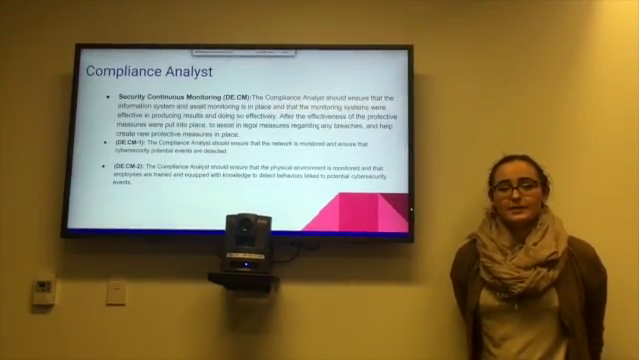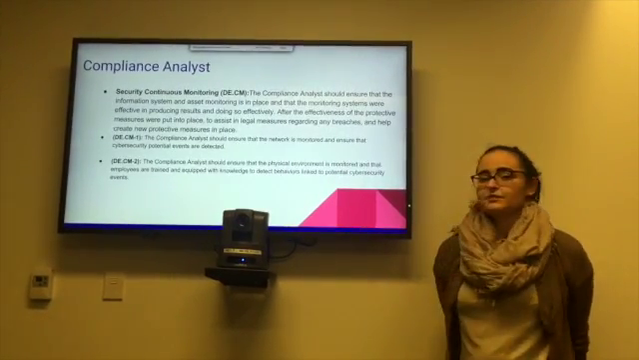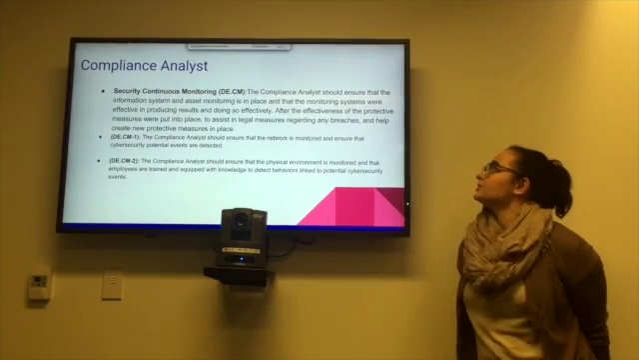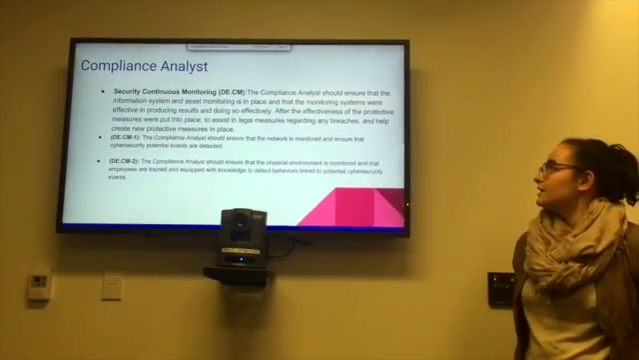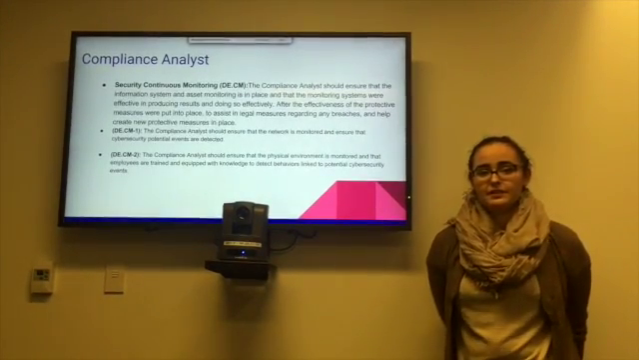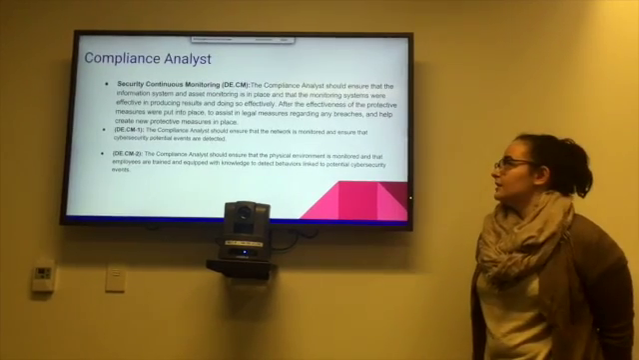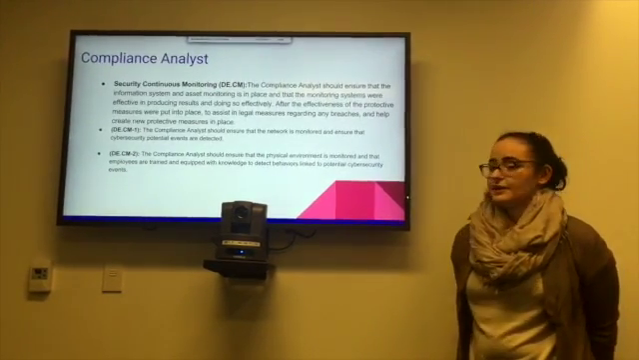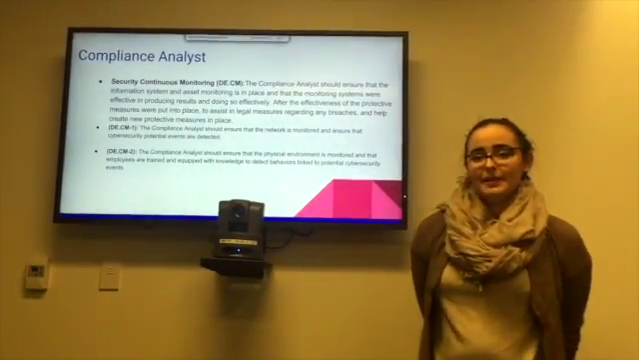Still considering the compliance analyst position, with regard to security continuous monitoring in the NIST framework, the compliance analyst should ensure that the information system and asset monitoring is in place and that the monitoring systems were effective in producing results and doing so effectively. After this, the compliance analyst should work on legal measures regarding any breaches and help create new protective measures to be put in place.